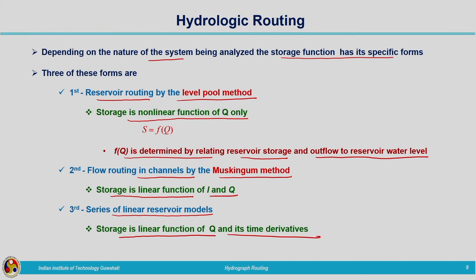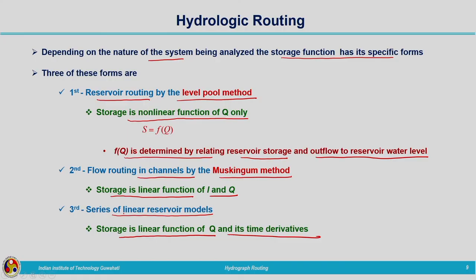So, three cases we have seen: reservoir routing, channel routing, and the channel or the system considered as series of linear reservoirs. In the case of reservoir routing, the storage function is a non-linear function of Q, and in the case of channel routing, storage is considered as a linear function of I and Q, inflow and outflow, and in the third case it is considered as a linear function of Q and its derivatives. So, these are the types of storage functions which need to be taken into account while carrying out the flow routing or the hydrologic routing in particular.